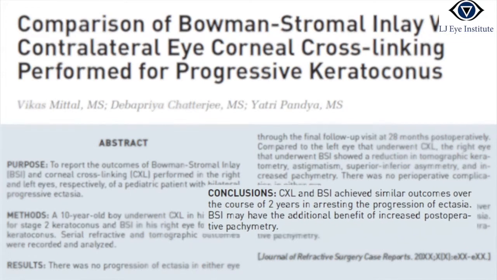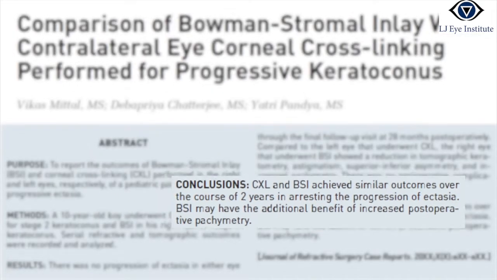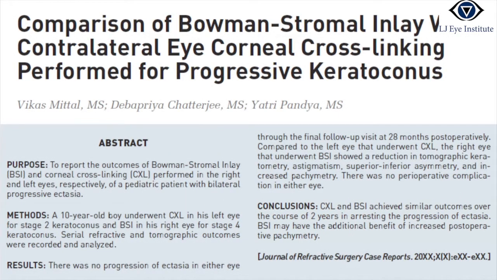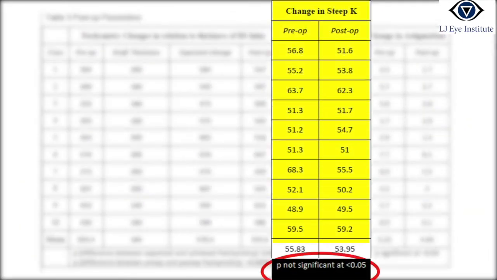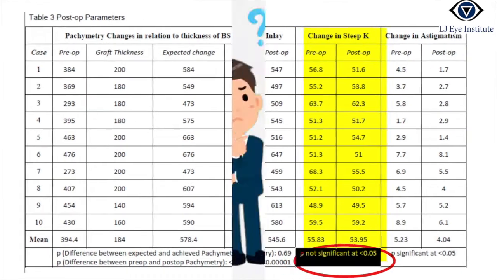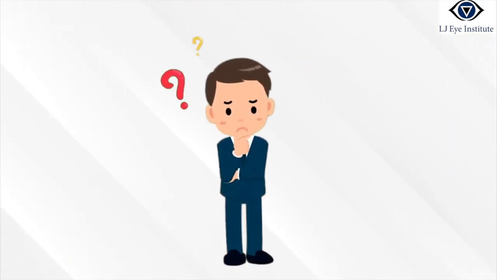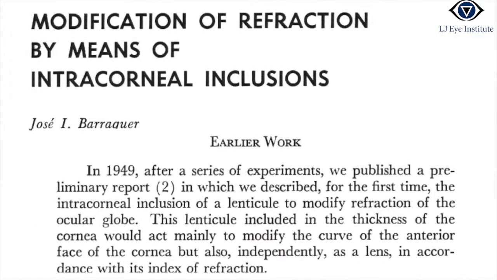We have also reported a case of a 10-year-old boy where we showed that Bowman stromal inlay is an effective alternative to cross-linking, but we could not find any significant change in keratometry and thus visual acuity. So we thought, can we change the power of the lenticule to be transplanted?